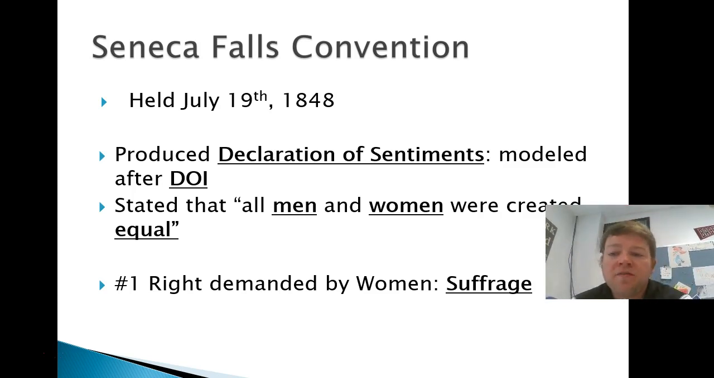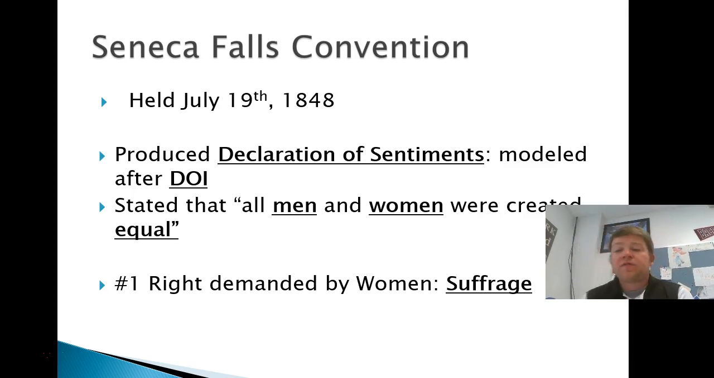So, the Seneca Falls Convention, we're going to talk a little bit more in depth about this, probably on Tuesday of next week, is going to produce the Declaration of Sentiments. So they put out a call and they say, we're having this women's rights meeting, and hundreds of folks show up. It's in Seneca Falls, New York, and it's going to produce this document called the Declaration of Sentiments, which is going to be modeled largely off of the Declaration of Independence, with a couple key differences. Number one, where the Declaration of Independence famously says all men are created equal, the Seneca Falls Declaration of Sentiments is going to say all men and women were created equal.